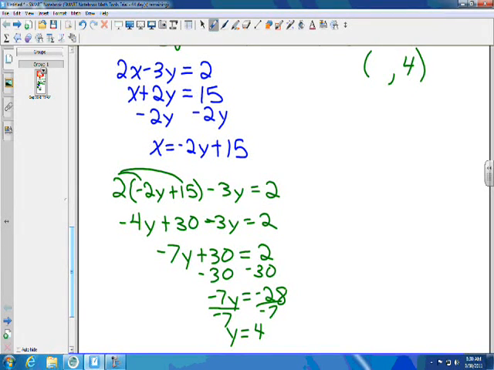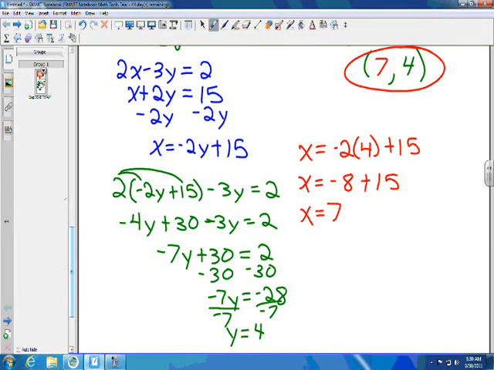And we just need to find the x value. How do we do that? The one we solved for or the original? Yeah. So plugging that value in back up here, negative 8 plus 15, or x equals 7. So 7, 4 is where those two lines would intersect.